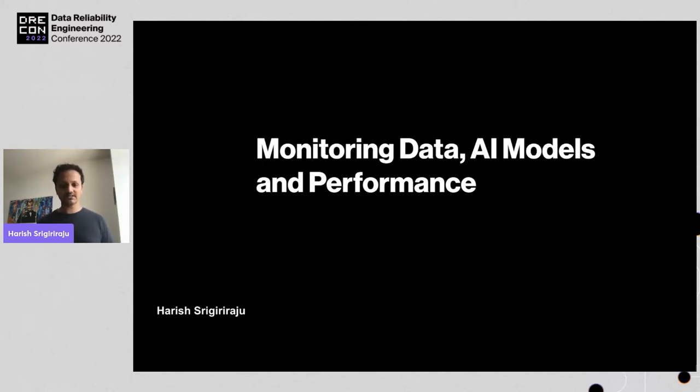So today I'll be speaking about one of the core principles of data reliability engineering, which is monitoring. I'm going to share a few of the things that I struggled with initially when I came on board in my team at Verizon Cloud, and also share a few case studies and some best practices. So today I'll be speaking about, as I said, monitoring data, AI models, and performance. So let's begin.